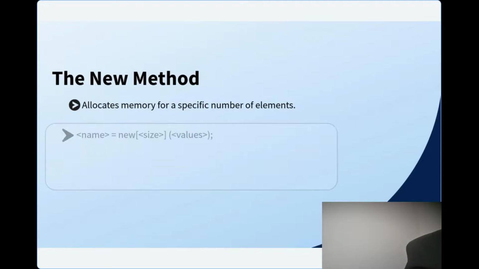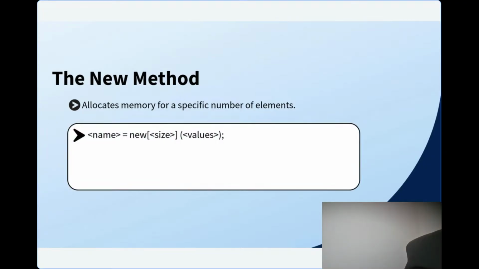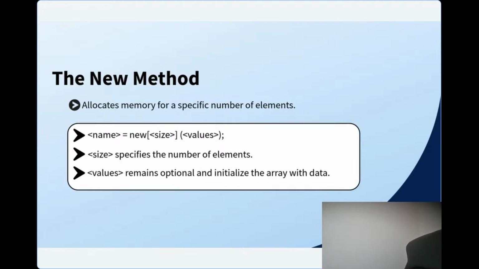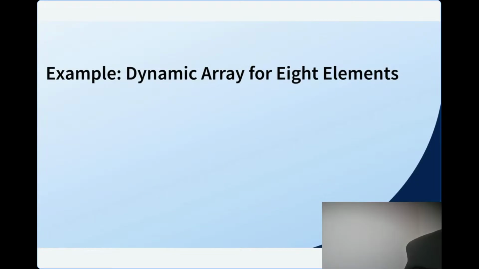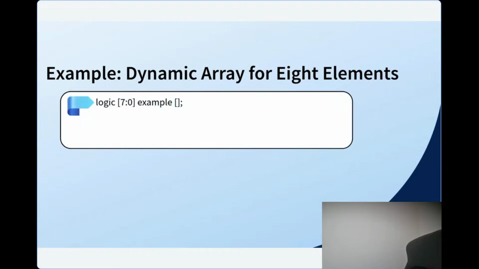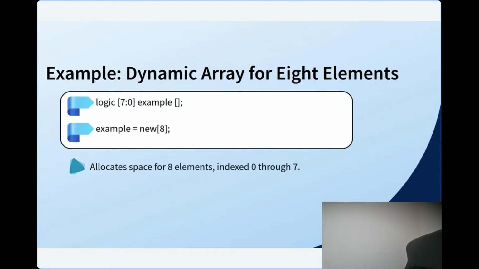So the new method lets us allocate memory for a specific number of elements. So you have name, size. Here, value is optional, which lets you initialize the array with data. So for example, to create a dynamic array of 8 elements, we write this. So this allocates space for 8 elements, index 0 through 7. And now you can read and write to any of these positions.